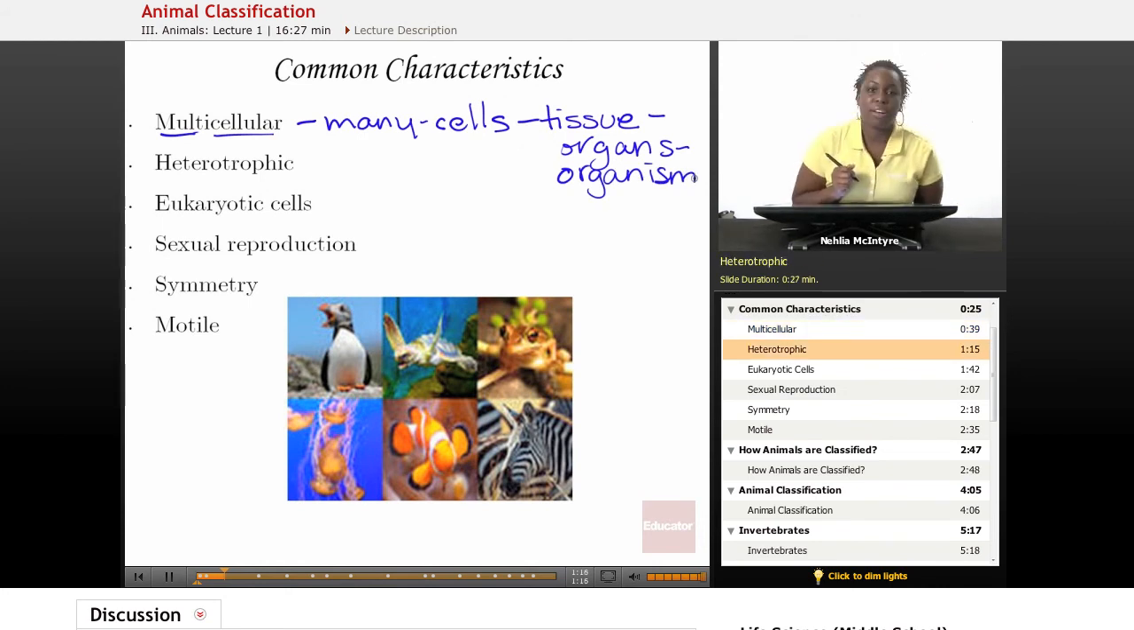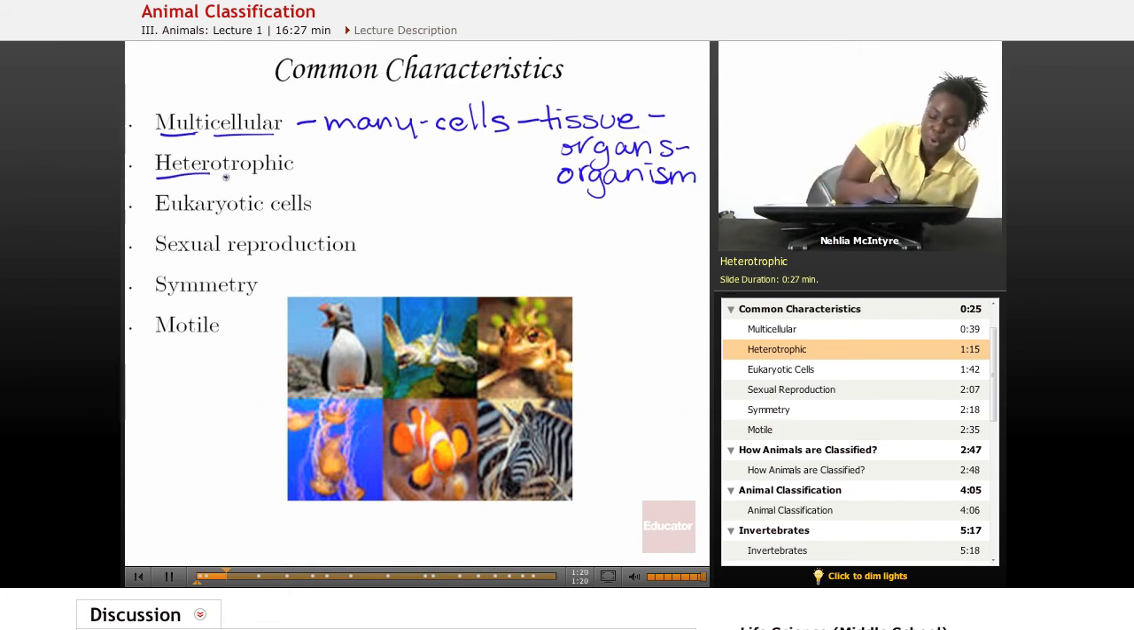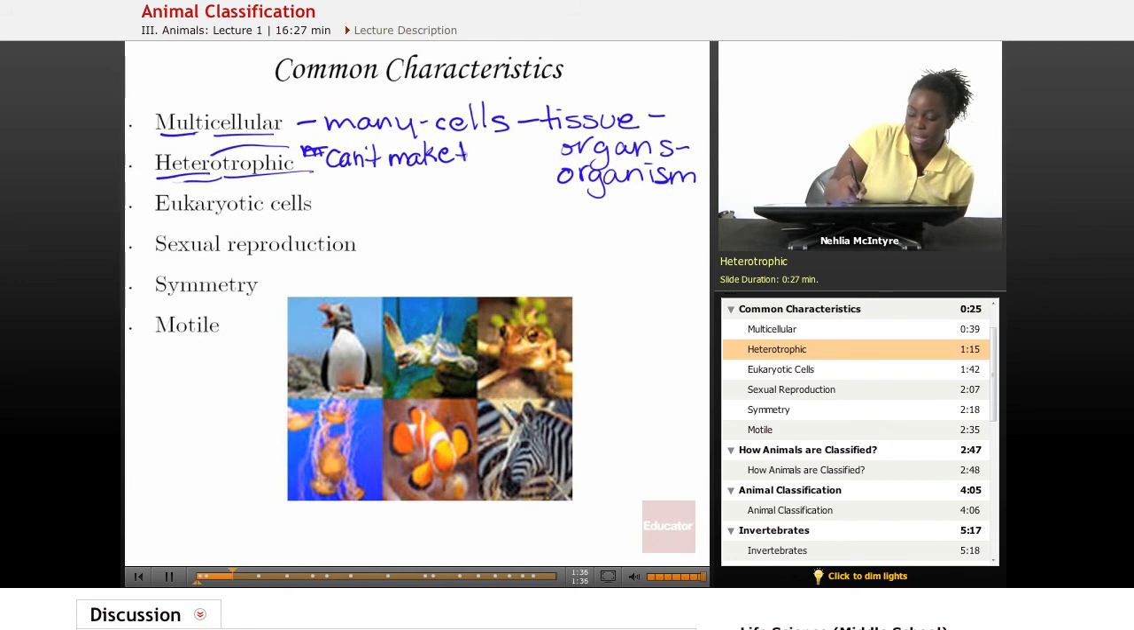Another characteristic that all animals share is they're all heterotrophic. What does that mean? Let's break down that word. Hetero means that they cannot make their own food. They can't make their food, and they must get it from an outside source.